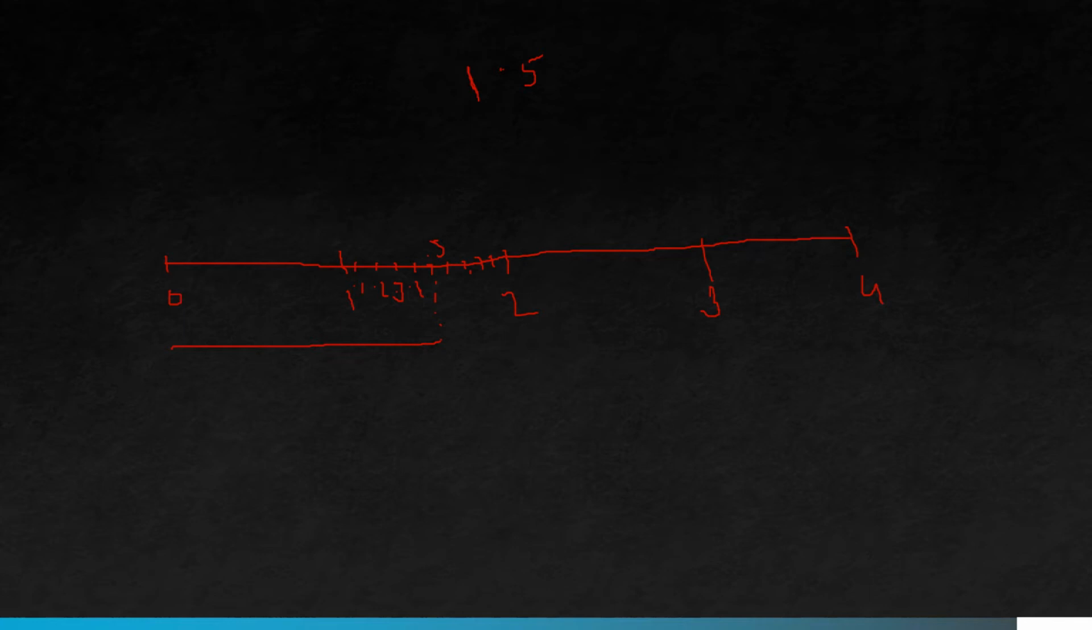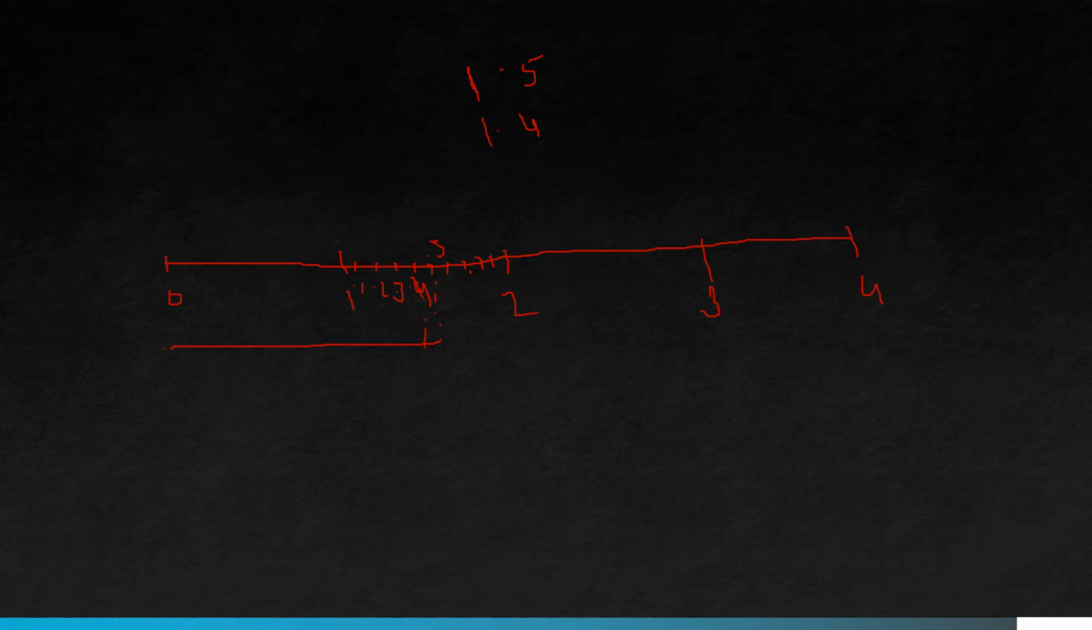Similarly, let's say you have to represent 1.4. So 1.4 is this one, right? From this point till this point will be 1.4. This is how you can represent a decimal on a number line. I hope you understood.